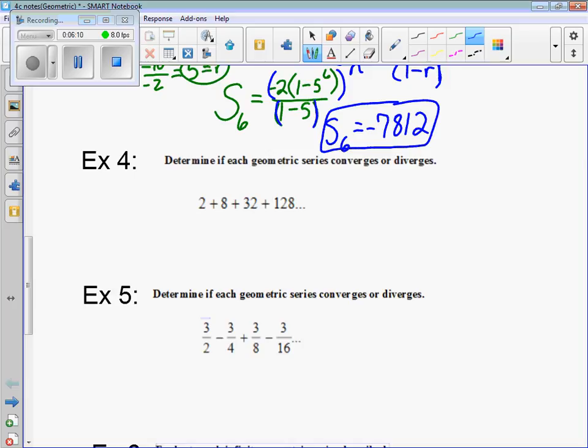Converging: when you converge on something, you are getting closer to it. So it's close to a number in this case. If it diverges, if you diverge away from something, you're getting further and further away. So it's getting further away from a specific number.